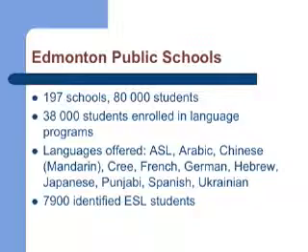Very, very briefly, I won't spend a lot of time on this. We have 197 schools, 80,000 plus students. Just over 38,000 students are currently enrolled in language programs in Edmonton Public, and the languages we offer are American Sign Language, Arabic, Mandarin, Cree, French, German, Hebrew, Japanese, Punjabi, Spanish, and Ukrainian. And we also have 7,900 identified ESL students, although the number of actual English language learner students is higher than that, but those are who have been identified.